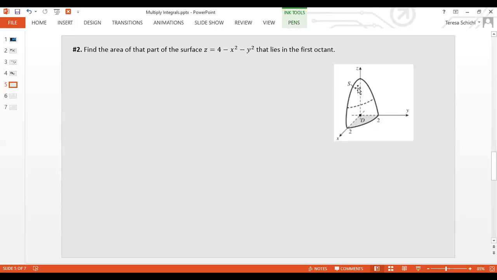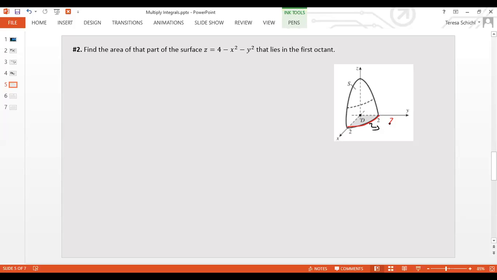So I want to find the area of the part of the surface z equal to 4 minus x squared minus y squared, right? So when you do this, I'm looking for the surface area, right? Okay, so the first thing you take a look at, see here, is this curve here.